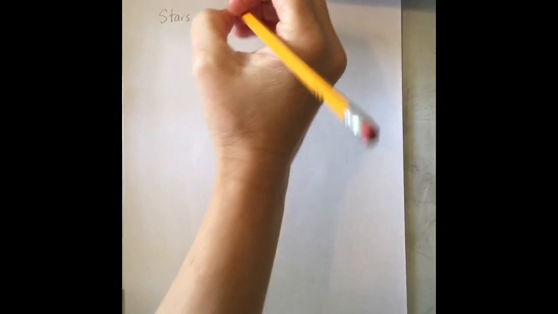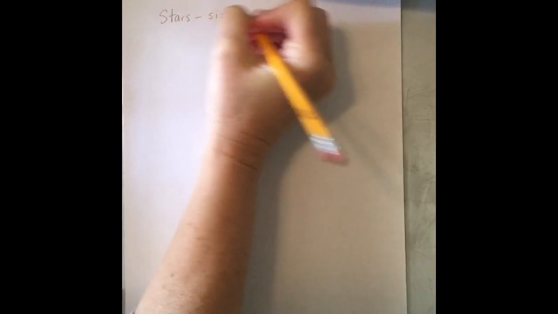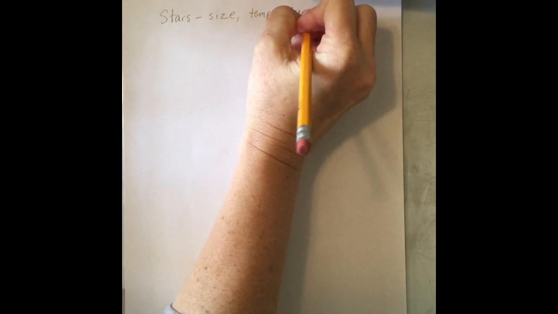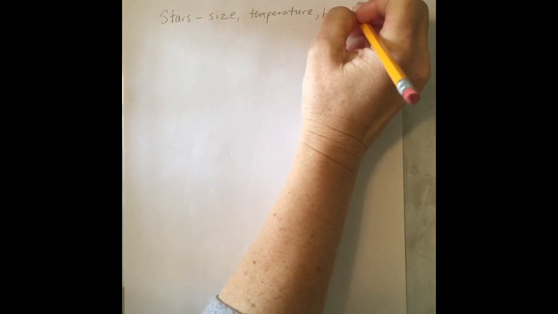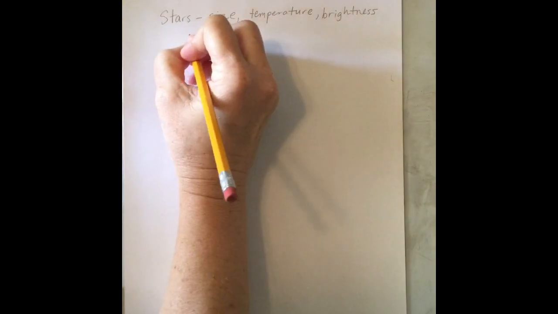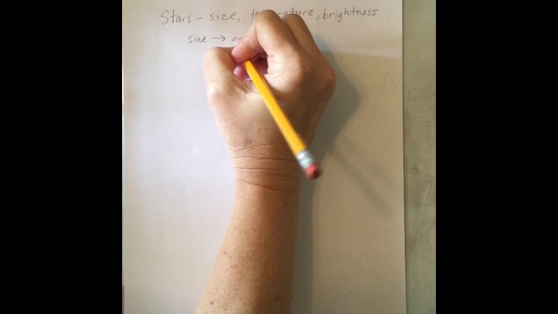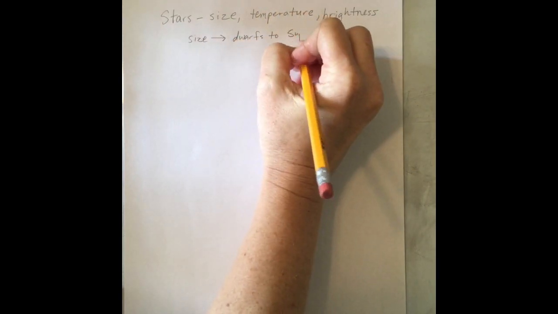All right, guys, we're going to talk about stars today and a little review. We've talked about all these before, but just to keep you up to date. So we can classify stars in three ways. We can classify them according to their size, their temperature, and their brightness. In size, they can go anywhere from dwarfs to supergiants.